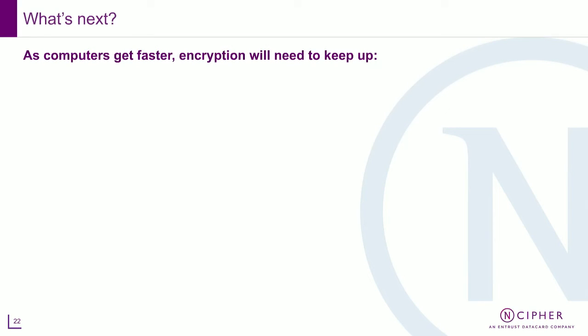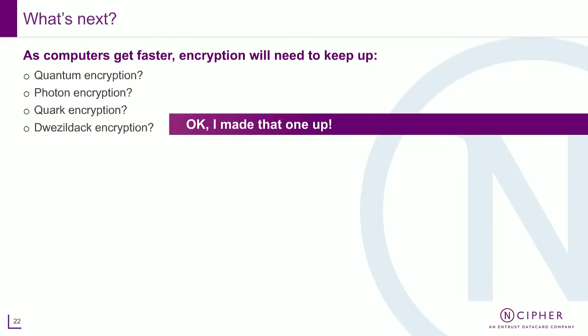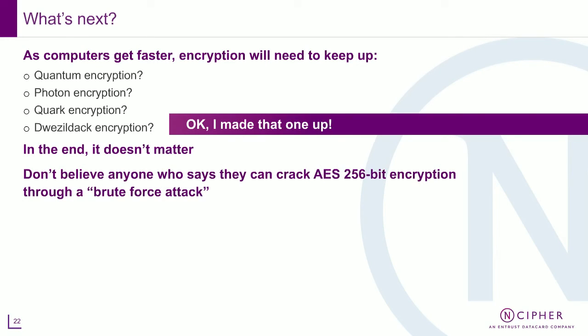So what's next? When I do this presentation, people say, well, what about quantum encryption? And what about quark encryption and photon encryption? And my favorite one people ask about all the time is, what about Dweezildack encryption? And it's like, okay, I made that one up. The reason I made that up is it really doesn't matter what we come up with as far as computer technology or computer speed is concerned. What's only going to matter is that you have to protect the key.